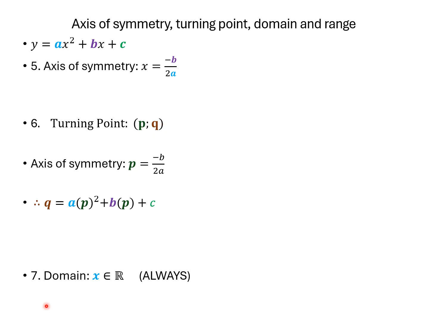For most of our functions, my domain will always be x element of real numbers, meaning when I draw the function, it will make contact with all the x values. The only time it's not x element of real numbers is when I'm dealing with asymptotes.